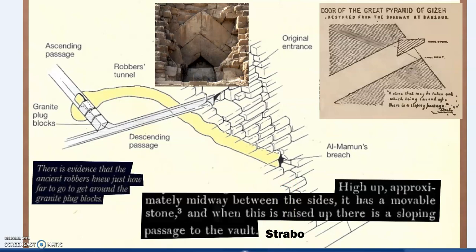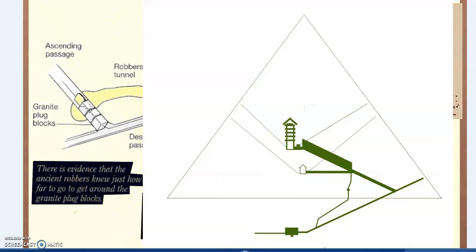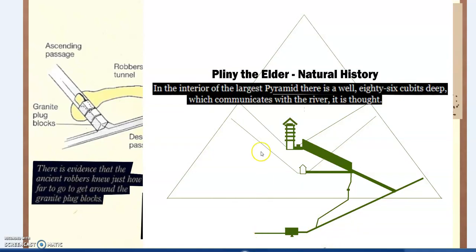So this is pure conjecture, but there is evidence ancient robbers knew how far to go to get around these granite plugs, and let's have a look at that. So here we have the internal structures. Pliny says, in the interior of the largest pyramid there is a well, 86 cubits deep, which communicates with the river. Now what's he describing? He's describing the well shaft, which travels down.